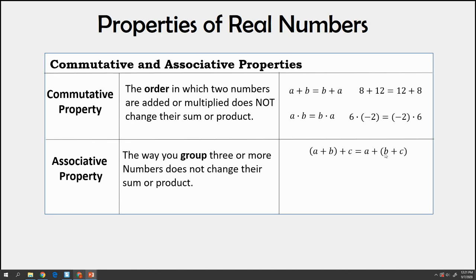It goes A, then B, then C. It was A, B, C on the left. So the order hasn't changed. What's changed is I put the parentheses around B plus C on the right. So what did we do? We didn't change the order.